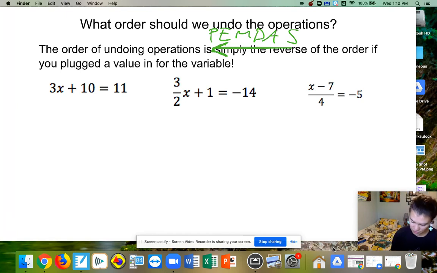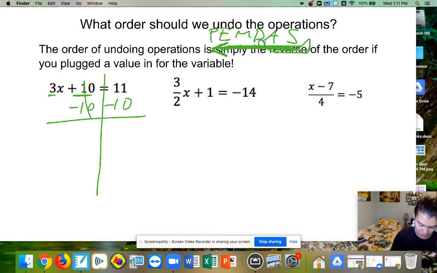So if we look at this first one, we have a multiplication and we have an addition. But if we're going backwards, we want to start by getting rid of that addition. So I'm going to subtract 10 from both sides. Those will cancel. We'll be left with 3x, and then 11 minus 10 is just 1.